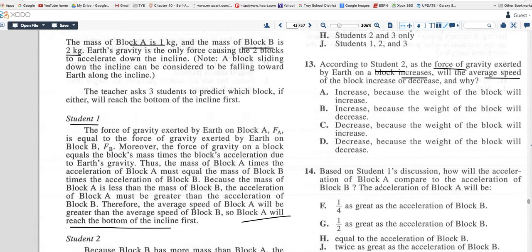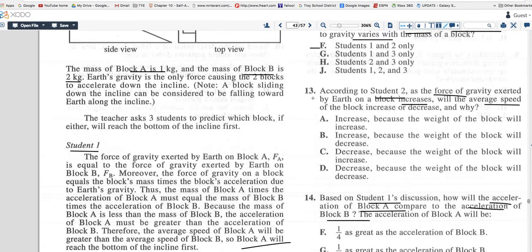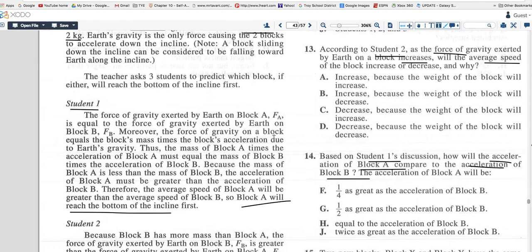So we would say, based on student discussion, you have to underline acceleration of block A and acceleration of block B. Good. So now when you look at student 1, and when you look at the answer choices, there's only one answer choice which says that the acceleration of block A is greater than the acceleration of block B, so you choose that.